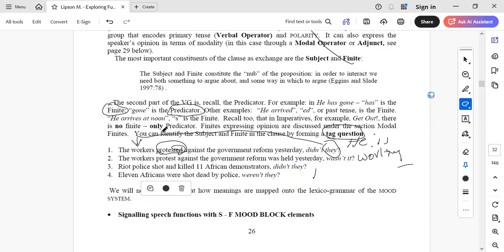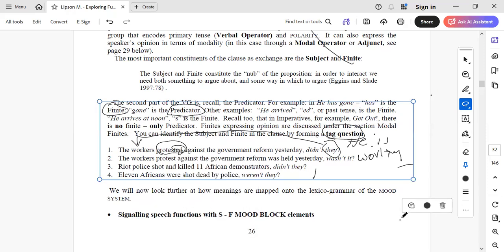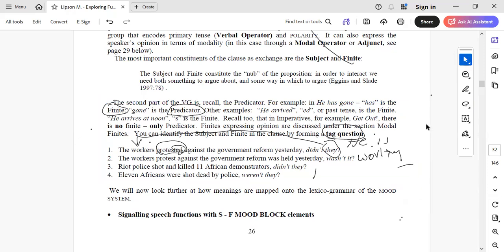The workers' protest against the government reform was held yesterday, wasn't it? So in workers' protest, there has to be an apostrophe over here. I think there is a typo in the book. So when they say the workers' protest against the government reform was held, the protest they're talking about, wasn't it? So it refers to the protest. This is how we identify the subject in any sentence. We just change it into a tag question, and we come to know about that.